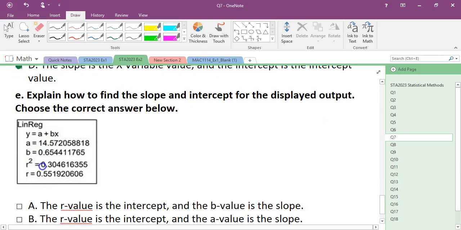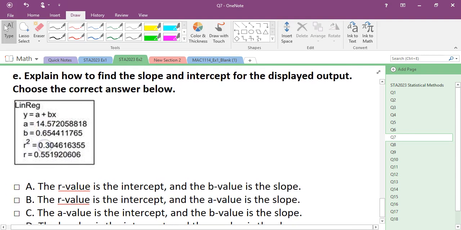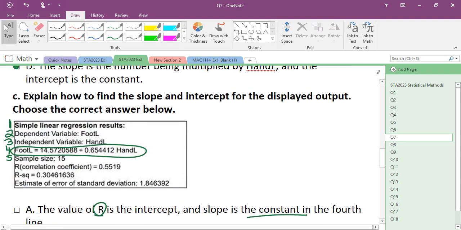All right. And last but not least, explain how to find the slope and intercept for the displayed output. So this is what your calculator would show you. This right here is what your StatCrunch would show you.